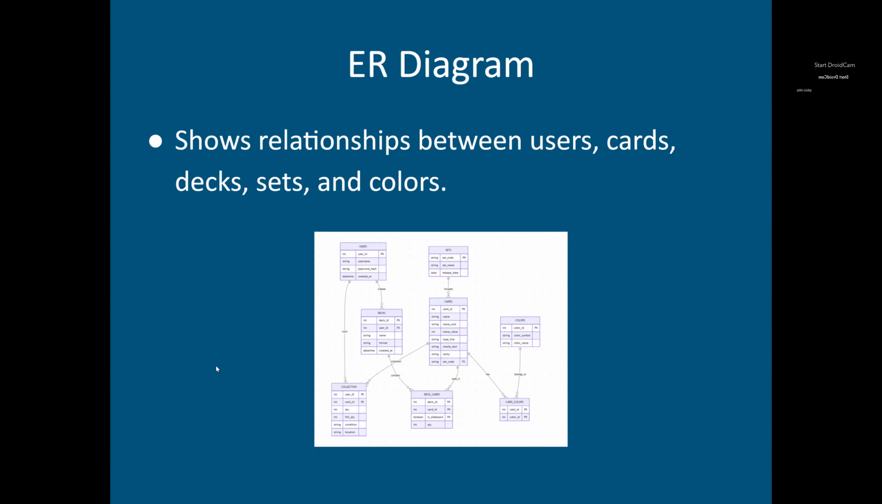This is my ER diagram. It shows the structure of the database. The main entities include users, cards, card sets, colors, collections, decks, and deck cards. The relationships show how users own cards, cards belong to sets, and decks contain multiple cards.